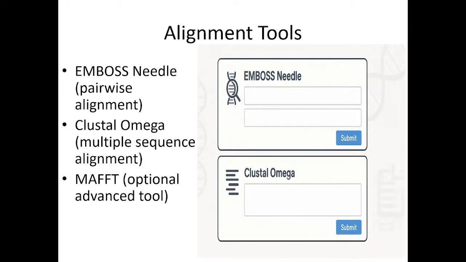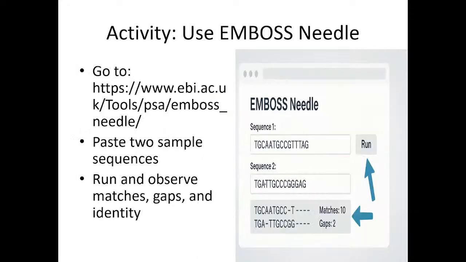The most advanced tool that you can use is called MAFFT. That is beyond the scope of this work. So for this, you have to perform an activity that will involve EMBOSS. You just type in www.ebi.ac and so on. Then you paste your sequences there, and by the time you paste your sequences, you click on run.